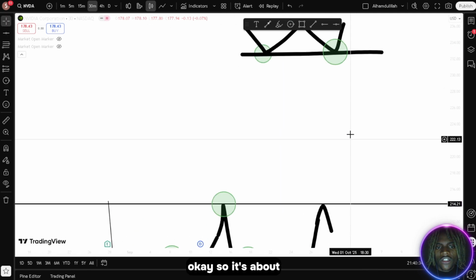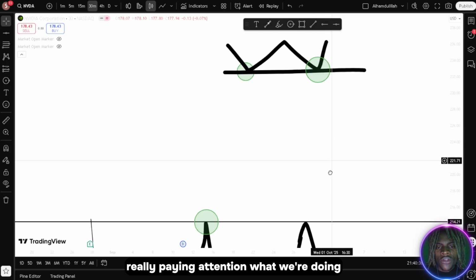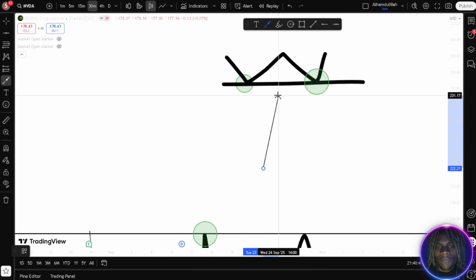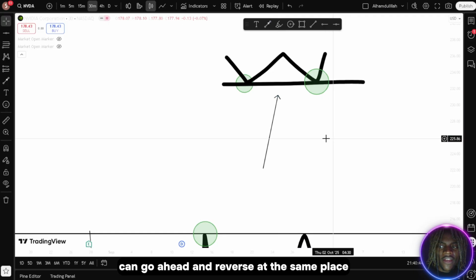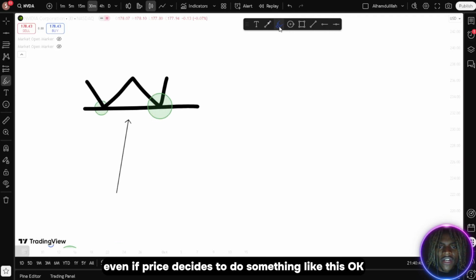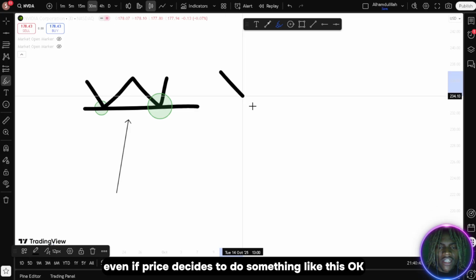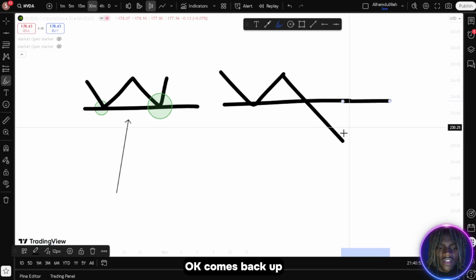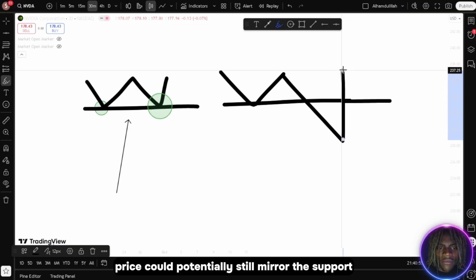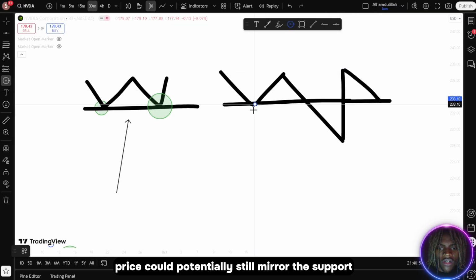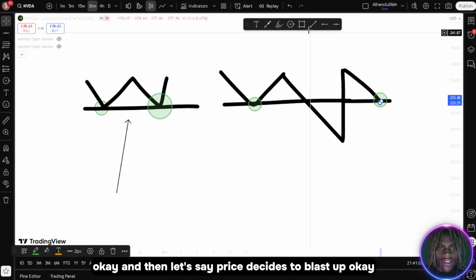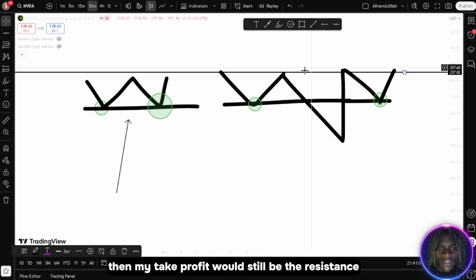So it's about really paying attention to what we're doing as far as the reversals. Two areas of support can reverse at the same place, even if price decides to do something like this. Even if price shoots underneath it and comes back up, price could potentially still mirror the support from the left to the right. And then let's say price decides to blast up, then my take profit would still be the resistance above here.